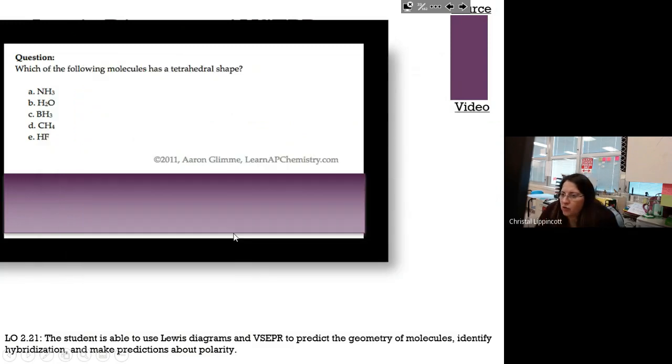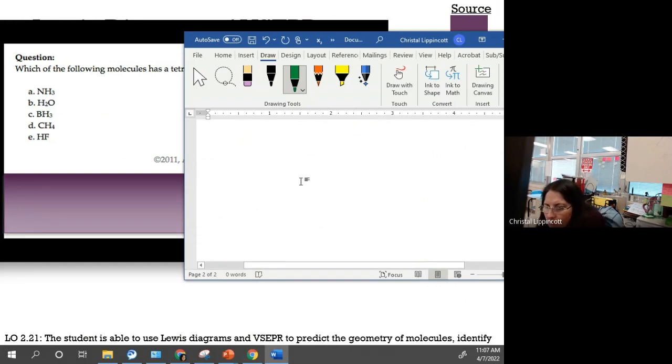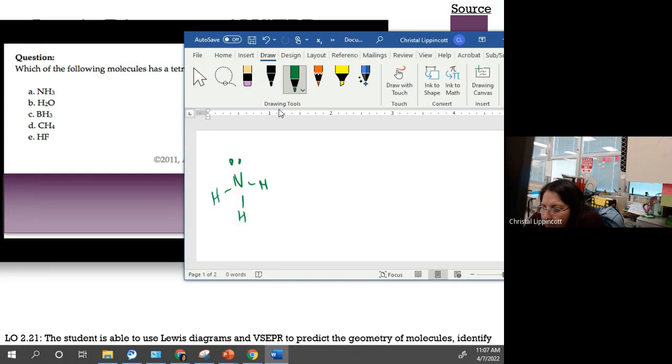All right, tetrahedral shape. You guys were supposed to memorize your shapes on these. Okay, so let's see here. We've got our NH3. Okay, what is my shape here? Tetrahedral.